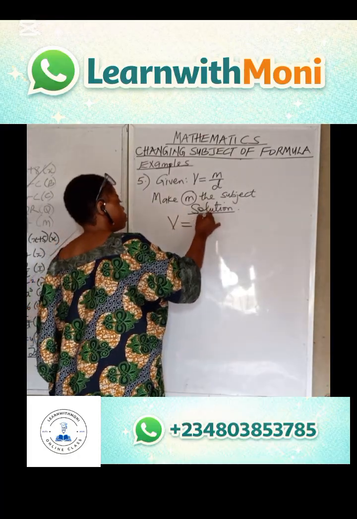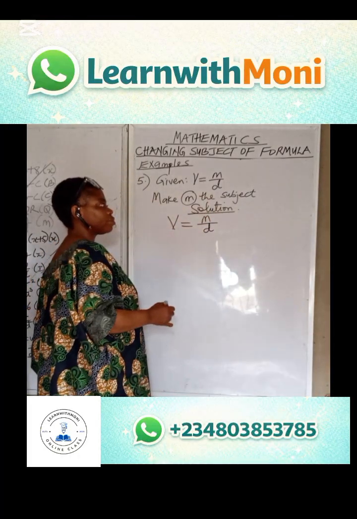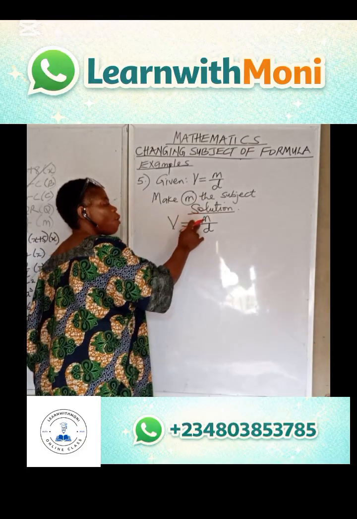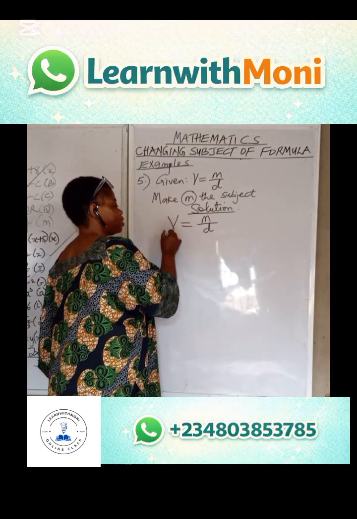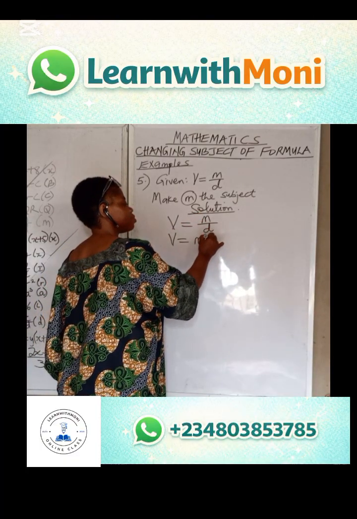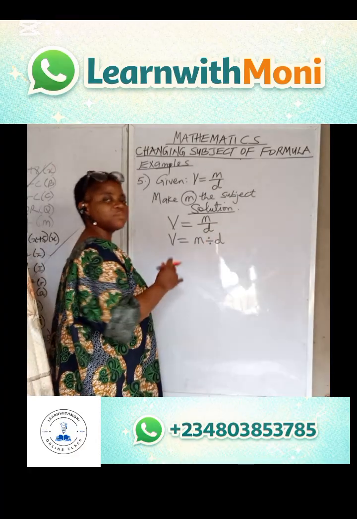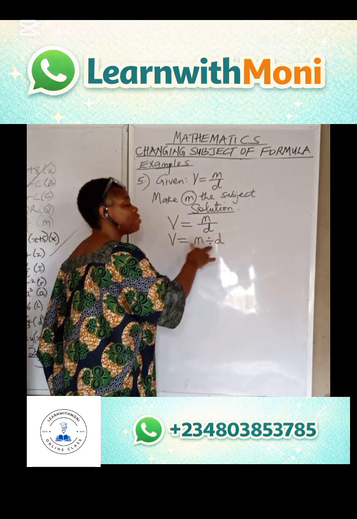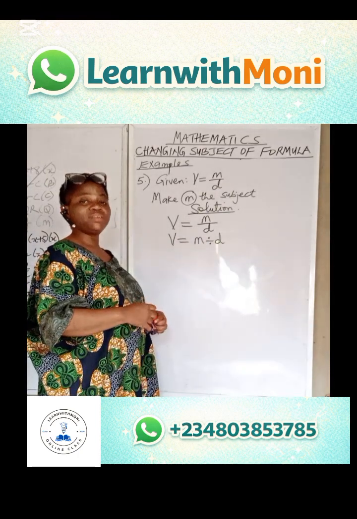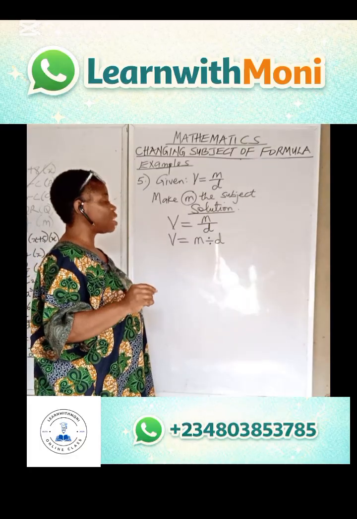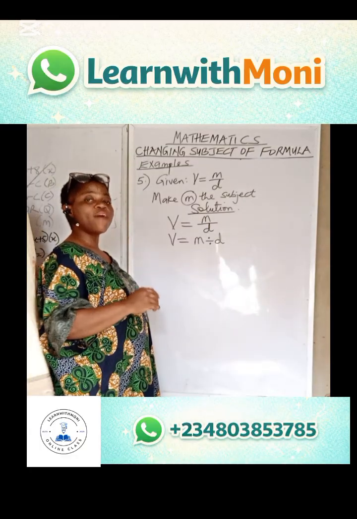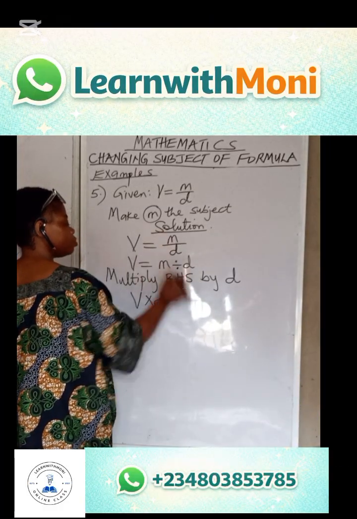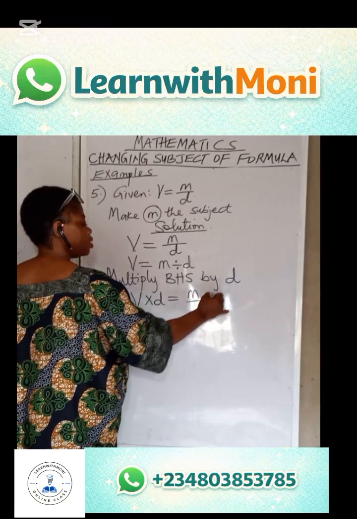V equals M divided by D. We desire to make M the subject of the formula. M over D means M divided by D. That is the same thing as the equation we have. So we need to do an inverse operation of divided by D. The inverse operation for divided by D is times D. So we have to multiply both sides by D: V times D equals M over D times D.